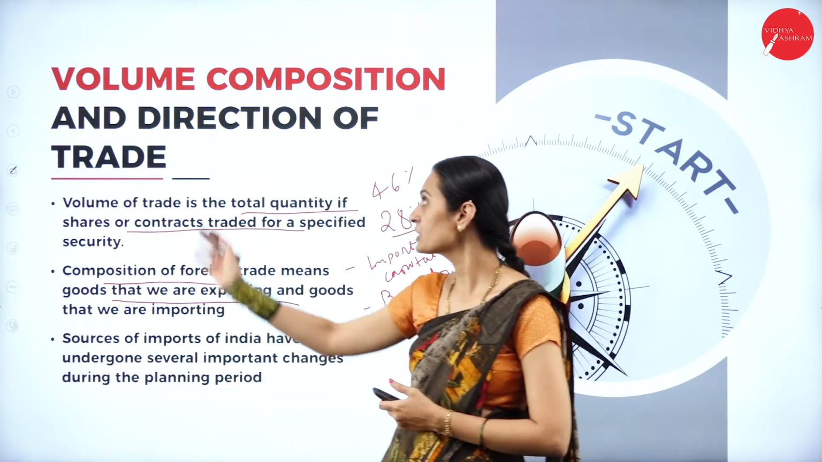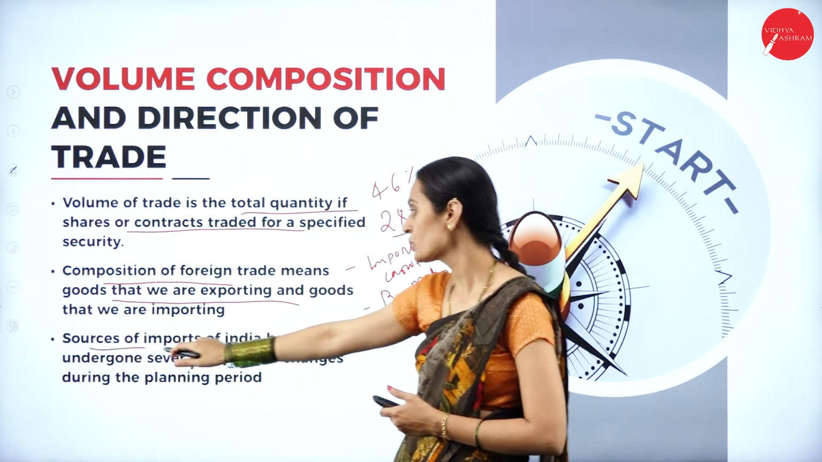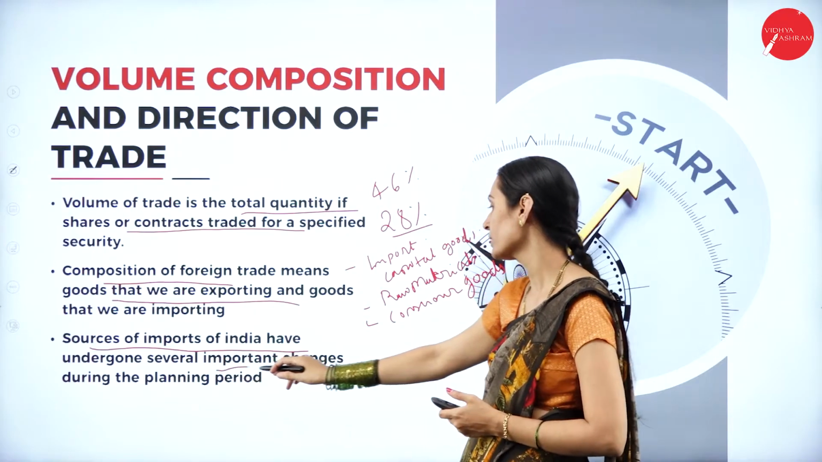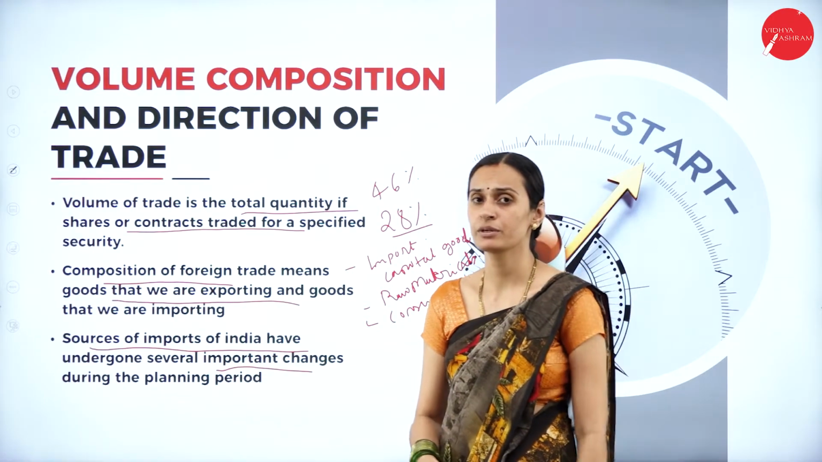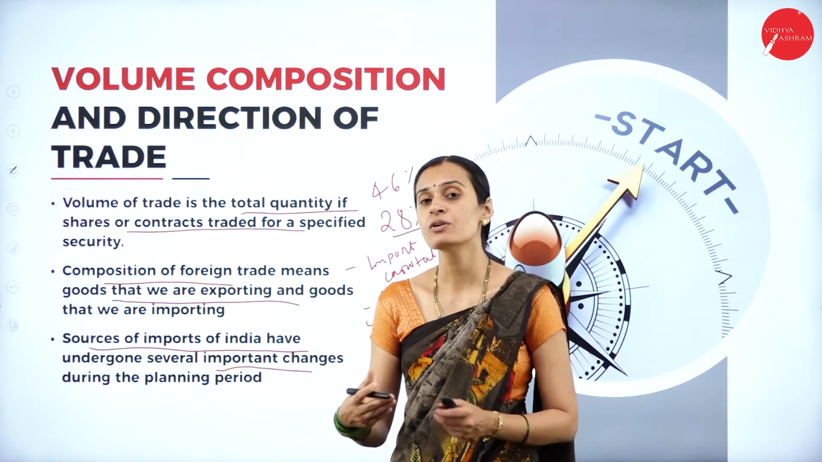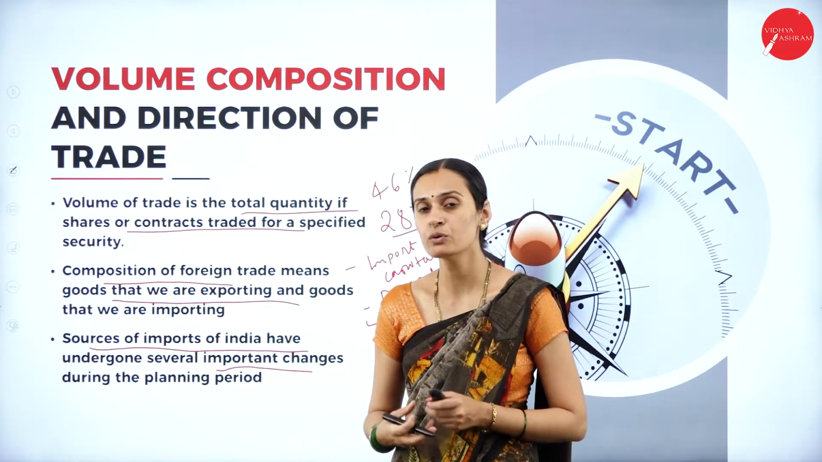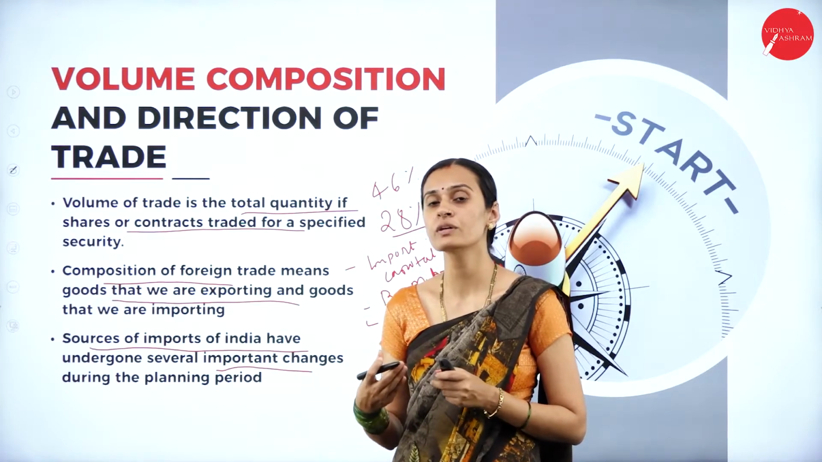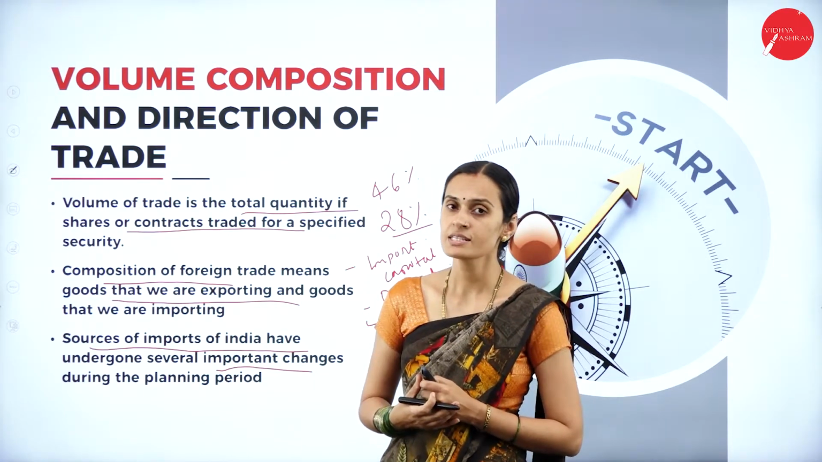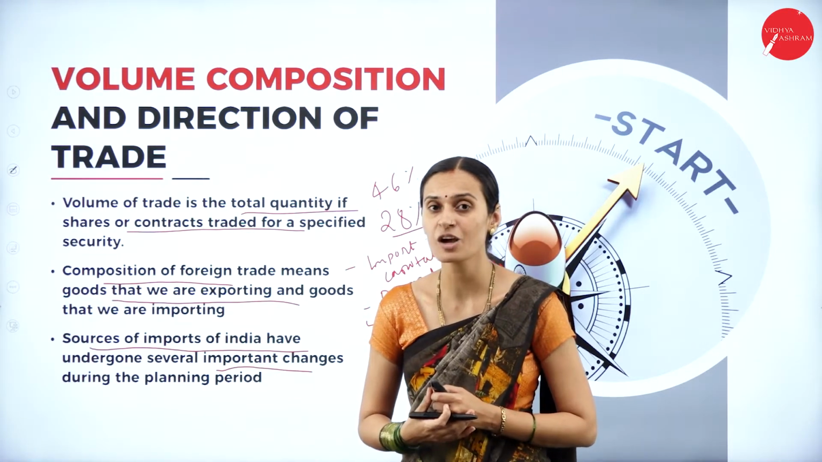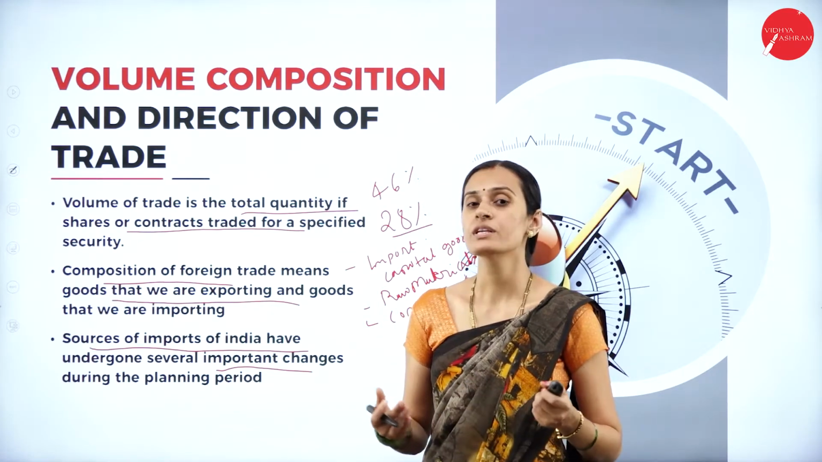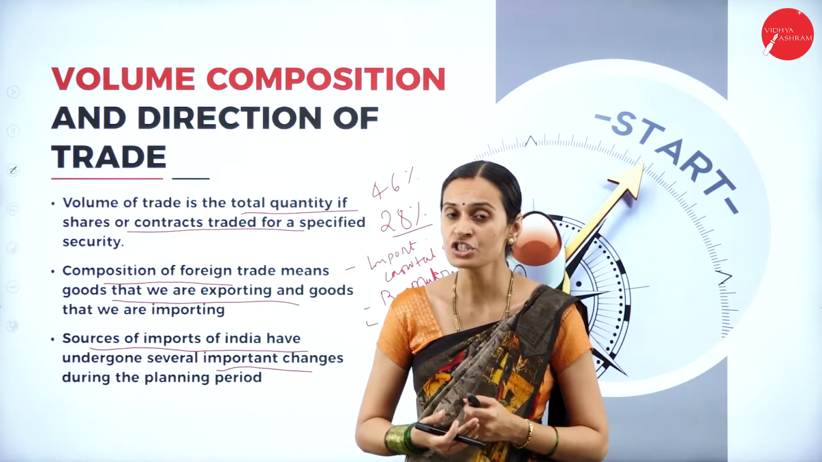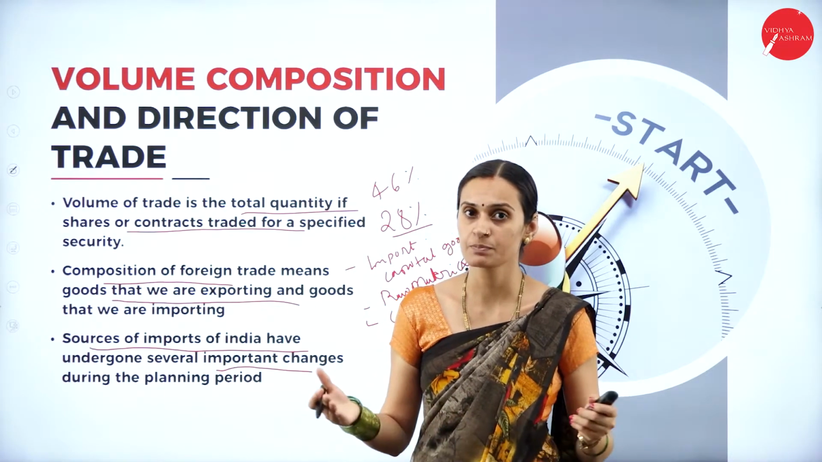And then directions of foreign trade. The sources of imports of India have undergone several important changes during the planning period. Before independence, we had trade contact with very few countries, and most of the products were transacted with Britain only. After 1991, with the adoption of the new economic policy, we adopted globalization, and our foreign trade sector also expanded.